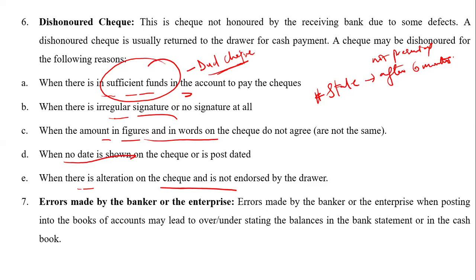It's different from a stale check. A stale check is a check that you have issued to a beneficiary and he did not present it.